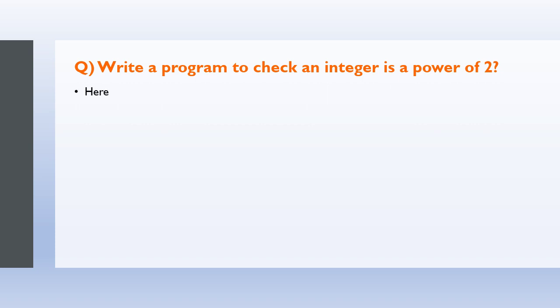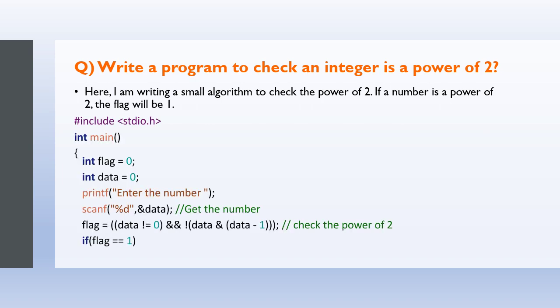So something like this: int main, int flag = 0, int data = 0, printf "enter the number", scanf to get the number, and flag = data != 0 && !(data & (data - 1)). That means we are trying to check the power of 2.